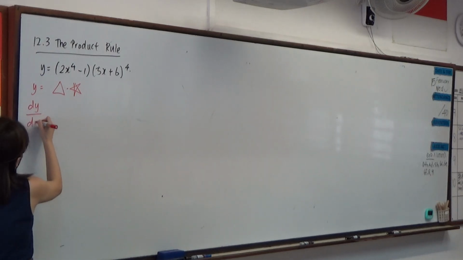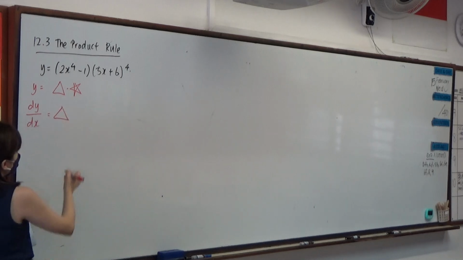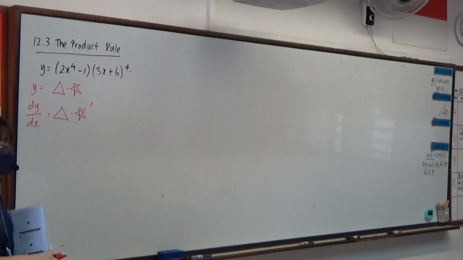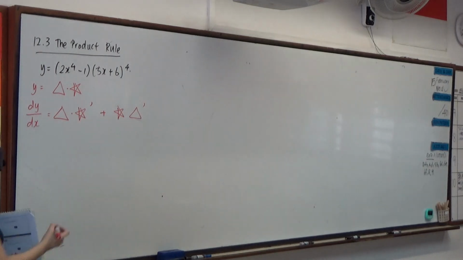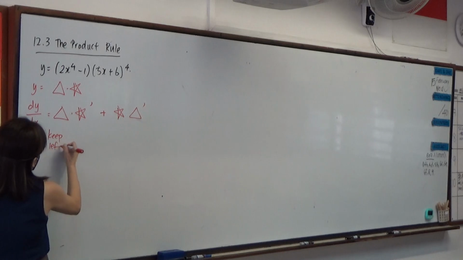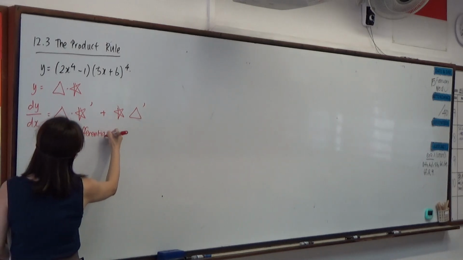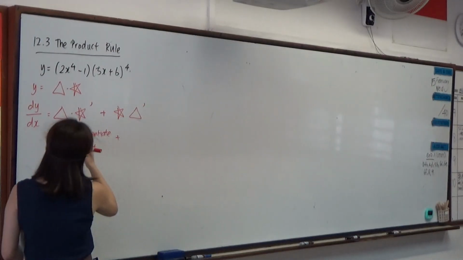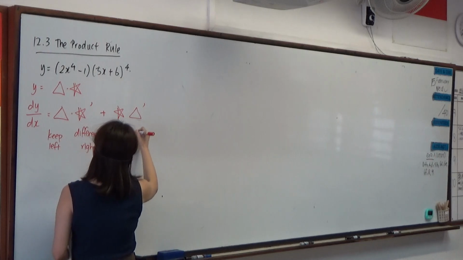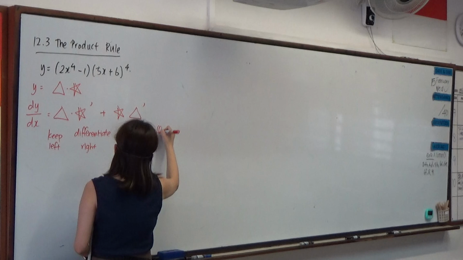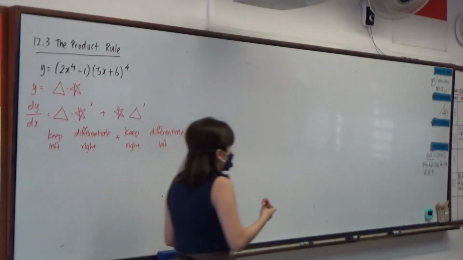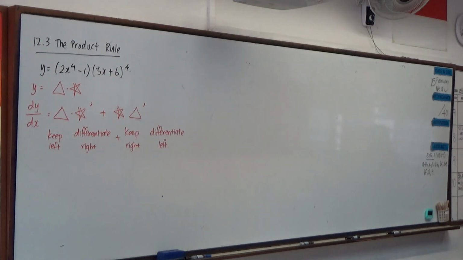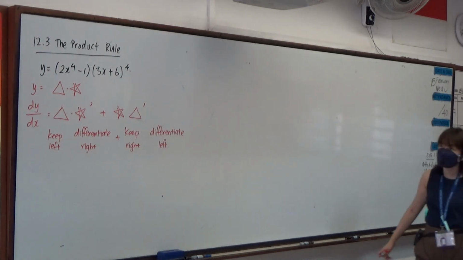That means that your dy over dx will be, you keep the left side times differentiate the right side. I will put the differentiation with a prime, an apostrophe on top, to indicate differentiation. Plus, keep the right side, differentiate the left side. So keep left, differentiate right, plus, keep right, differentiate left. You have to remember it with such a momentum, with this kind of routine. Alright, so that is the rule when it comes to product rule.